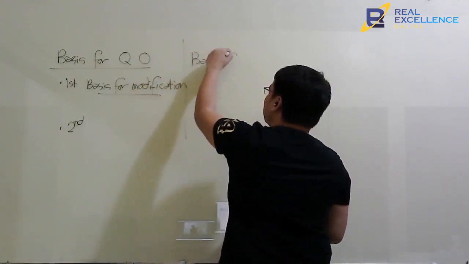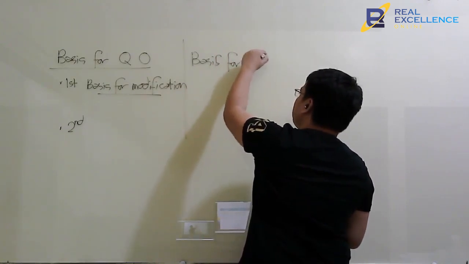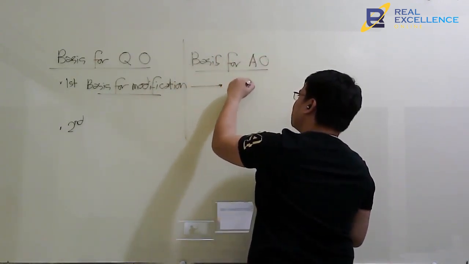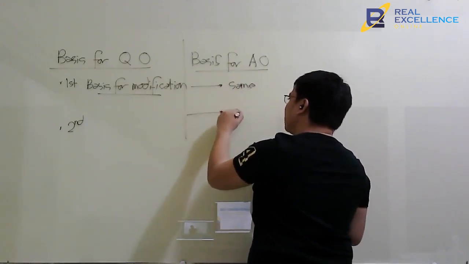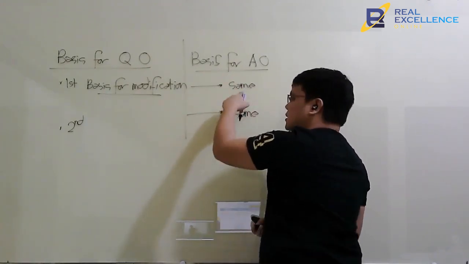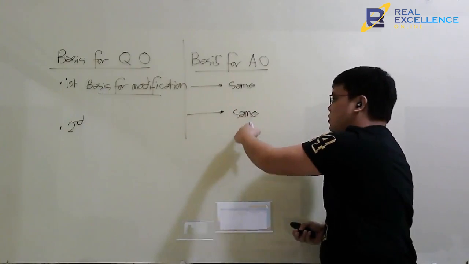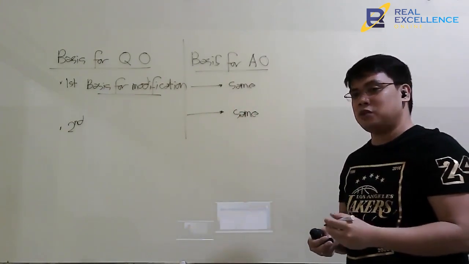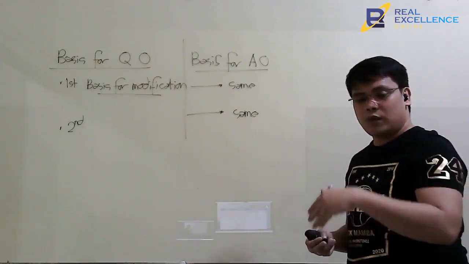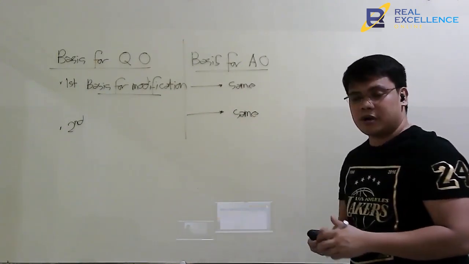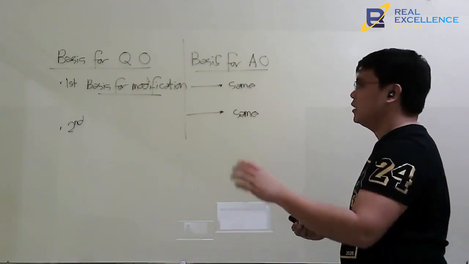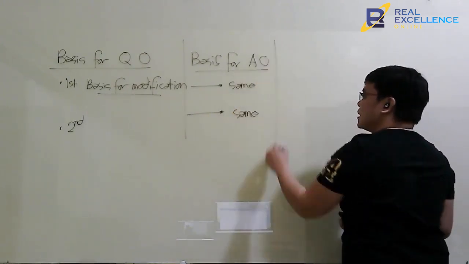Basis for adverse, pag basis for adverse opinion po, ayan. So una, ito, same. Discussion lang. Tapos yung second, same lang din. Okay. So, discussion lang nung modification, tapos dun sa pangalawa, okay, yung first paragraph ng unmodified opinion, yun din po yung laman niyan. We have conducted our audit in accordance with PSA. We are independent of the company. Ayun. So, ganun lang yung sasabihin niya.